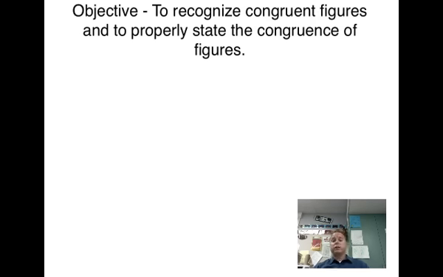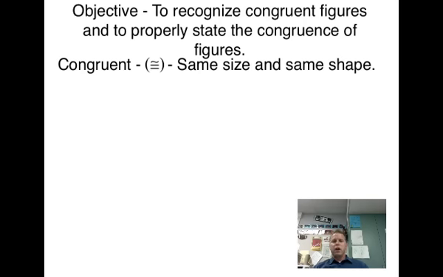Okay, objective today is to recognize congruent figures and to state properly the congruence of each. What does congruent mean? The symbol for it is an equal sign with a little squiggly thing on top of it. And that means same size and same shape, so it means equal.